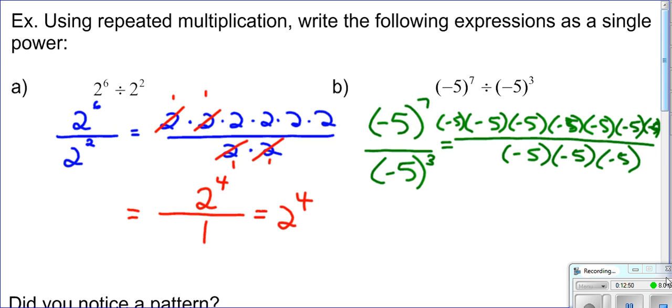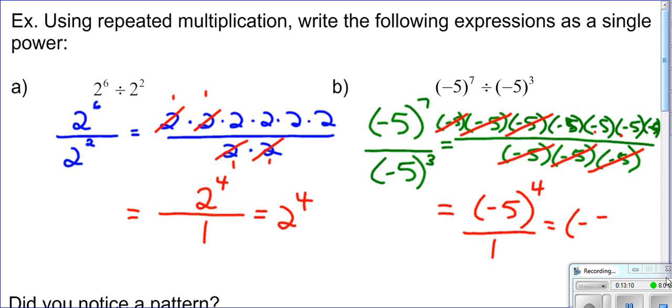And so again, I'm going to do some canceling out, because when you divide a number by itself, you get a value of 1. So there's a value of 1, there's a value of 1, there's a value of 1. And we get left with negative 5, 4 times, so negative 5 to the power of 4 over 1, so negative 5 to the power of 4.